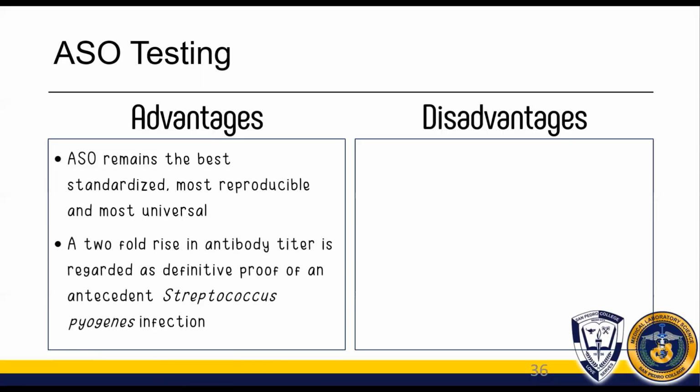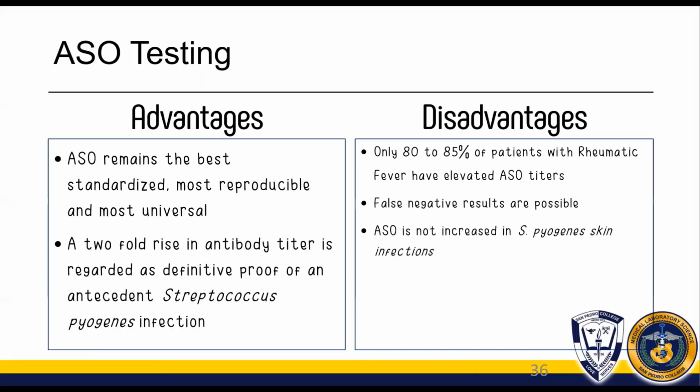Streptococcus pyogenes infection. However, although ASO is a good diagnostic method for streptococcal infection, it also has disadvantages. Only 80 to 85% of patients with rheumatic fever have elevated ASO titers. Therefore, false negative results are possible, but about 15 to 20% lamang. ASO is not increased in Streptococcus pyogenes skin infections. ASO is significantly increased in respiratory Streptococcus pyogenes infections.